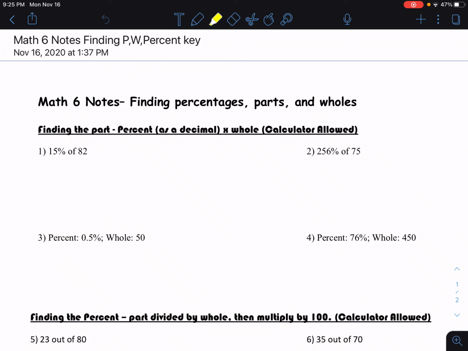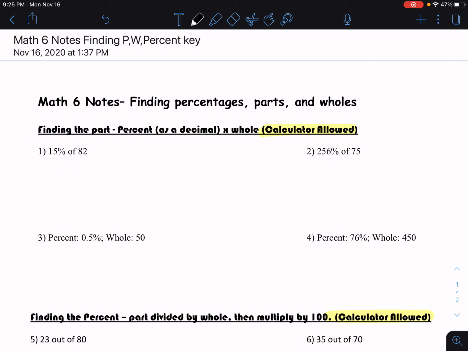You can see in the first two examples, it says calculator allowed. So I'm actually going to use a calculator for some of these, and you guys are also allowed to use a calculator for these. It is important that you realize which ones you are allowed to use a calculator for and which ones you are not. And I will make that pretty obvious as we get started here.